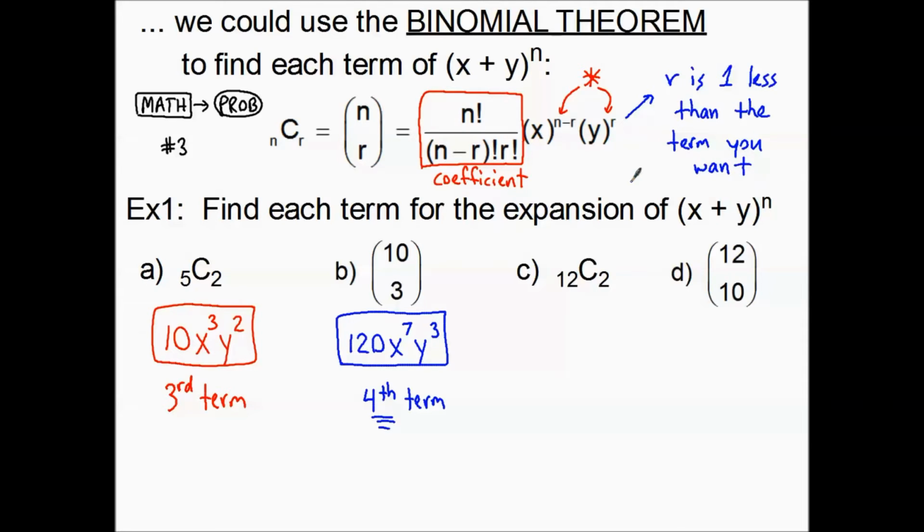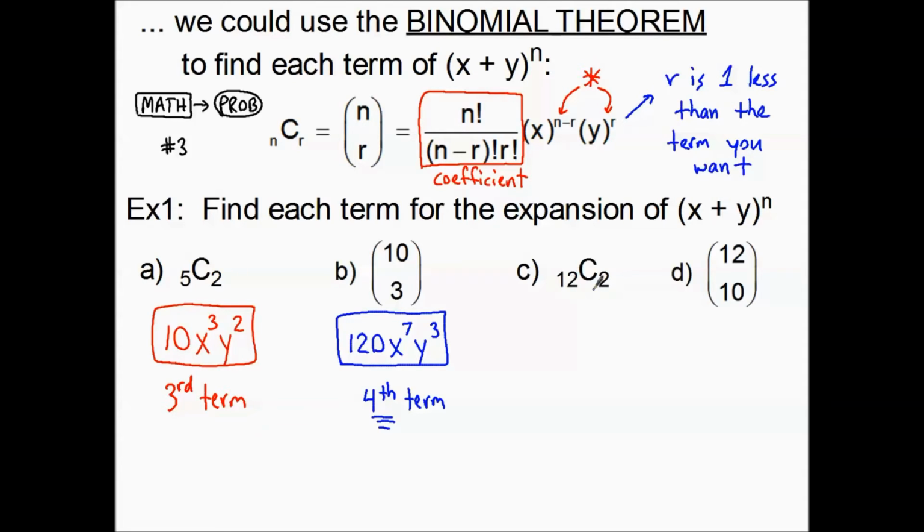And what I mean, or why this is in Pascal's triangle, remember that first row is actually from the 0 power. So 5c0 gives you your first coefficient. 5c1 gives you your second. 5c2 gives you your third. So r is always 1 behind the term that you're looking for.